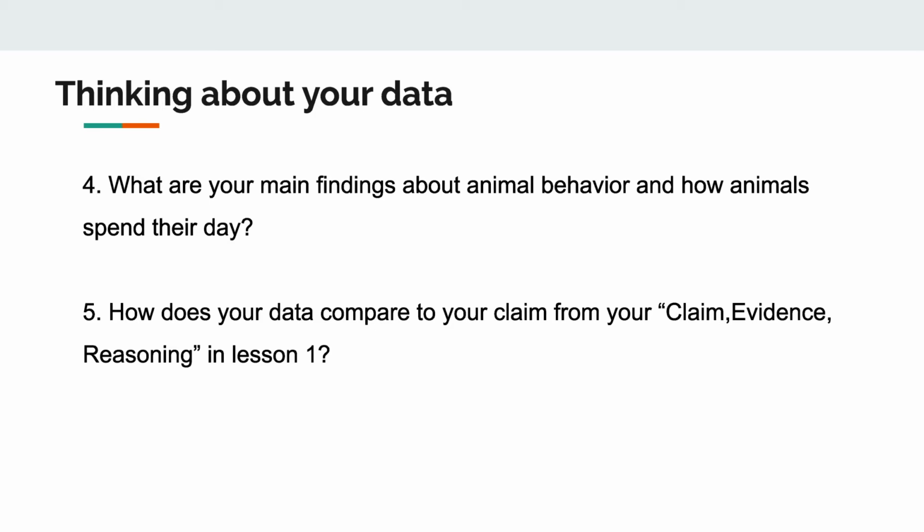The second question asks you to compare your data to the claim that you had in your claim evidence reasoning from lesson 1. How does what you found compare to what you predicted you would find? Be sure to reference your graph and evidence when answering this question.